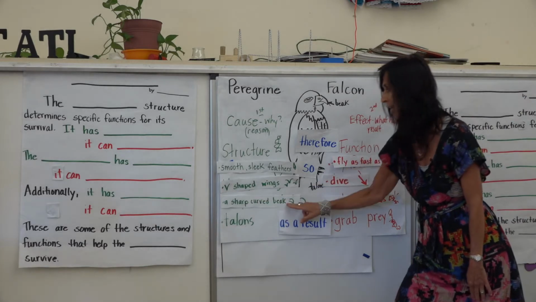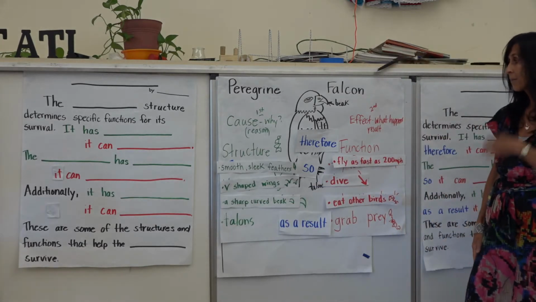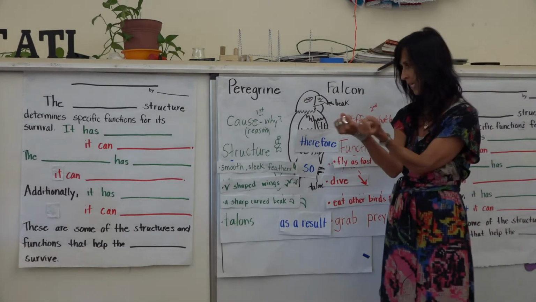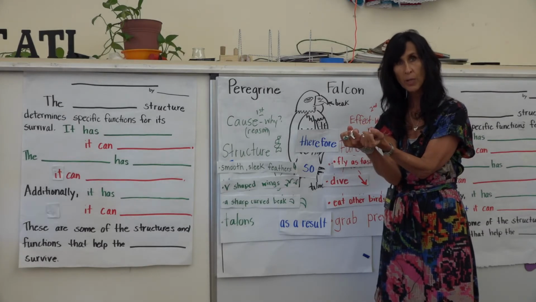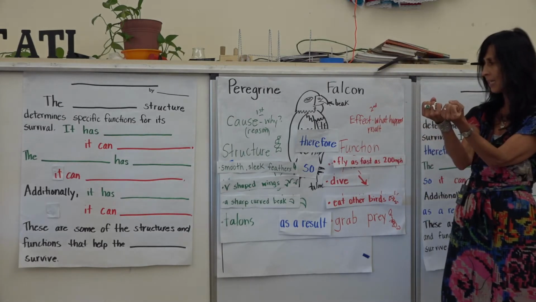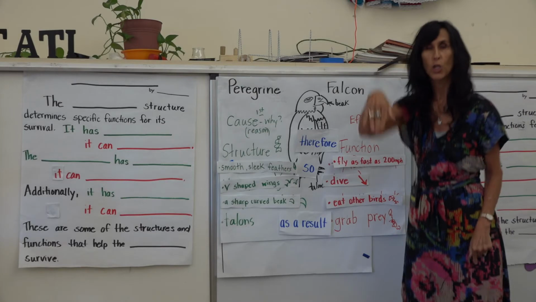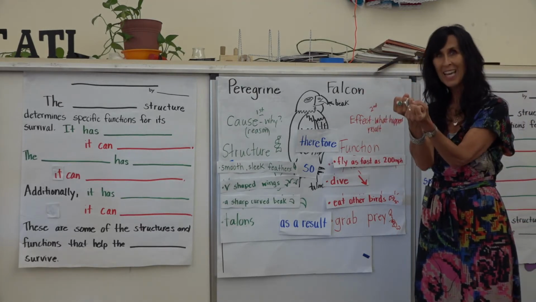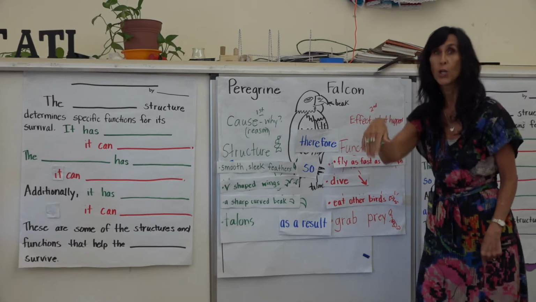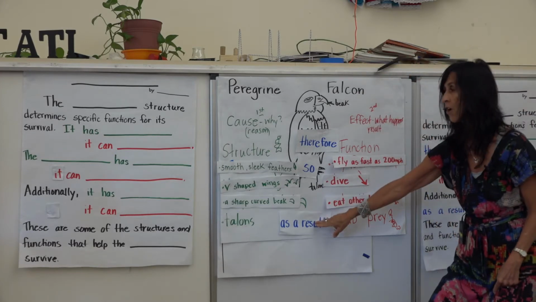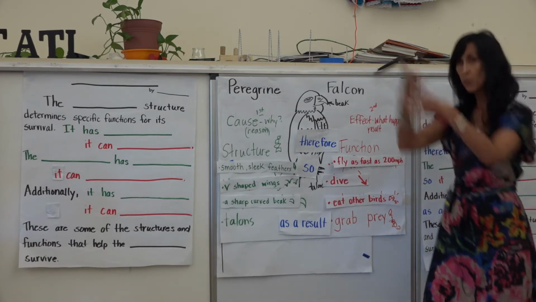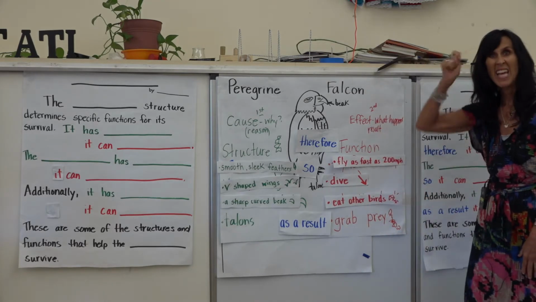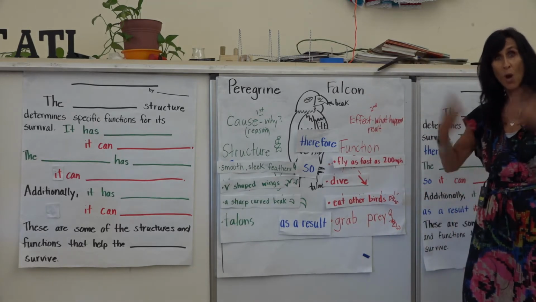Our final sentence that we're going to say today is, because this is our last fact that we're going to put in here, additionally, it has a sharp, curved beak. Say it with me. Additionally, it has a sharp, curved beak. Here's our cause and effect language. As a result, it eats other birds. What does it do?